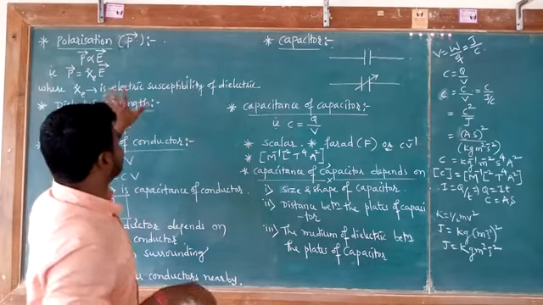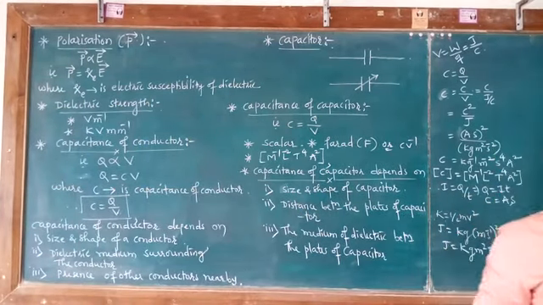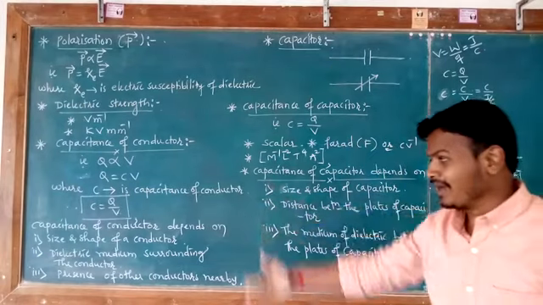ಈ ಟರ್ಮ್ ಅನ್ನು ಕರೀತಾರೆ capacitance of a conductor, ಮತ್ತೊಂದು capacitance of capacitor. ಇಲ್ಲಿ ತನಕ ನಿಮಗೆ ಡೌಟ್ಸ್ ಇದ್ರೆ ಕೇಳ್ರಿ.